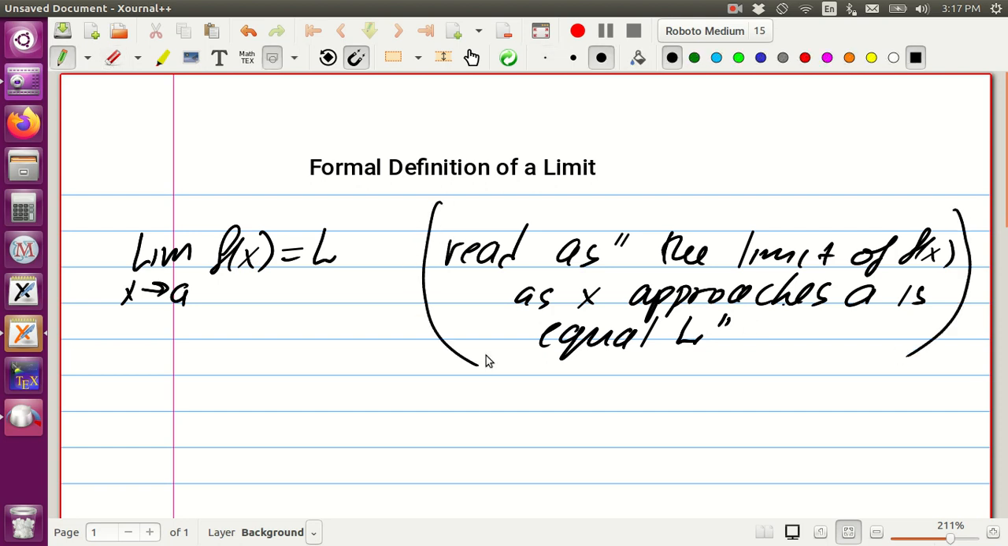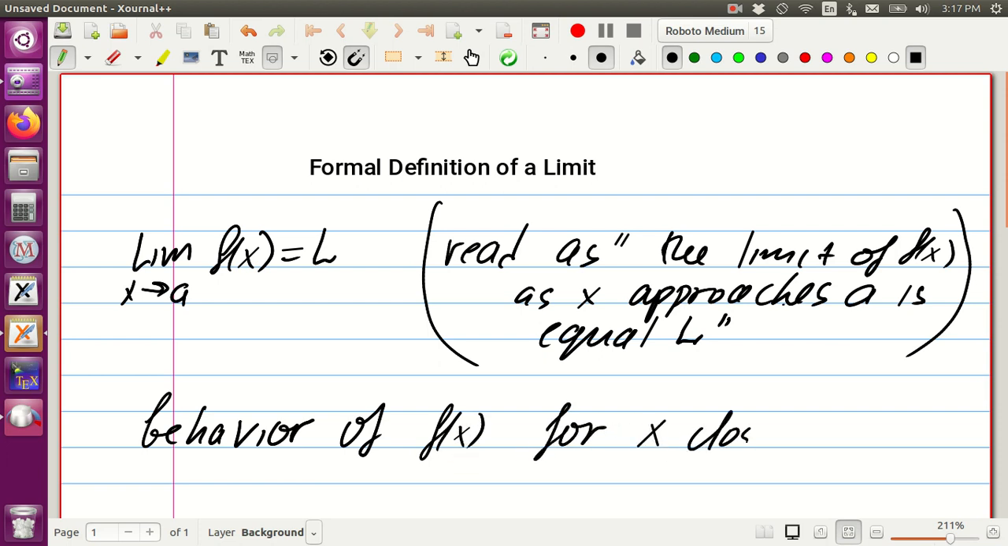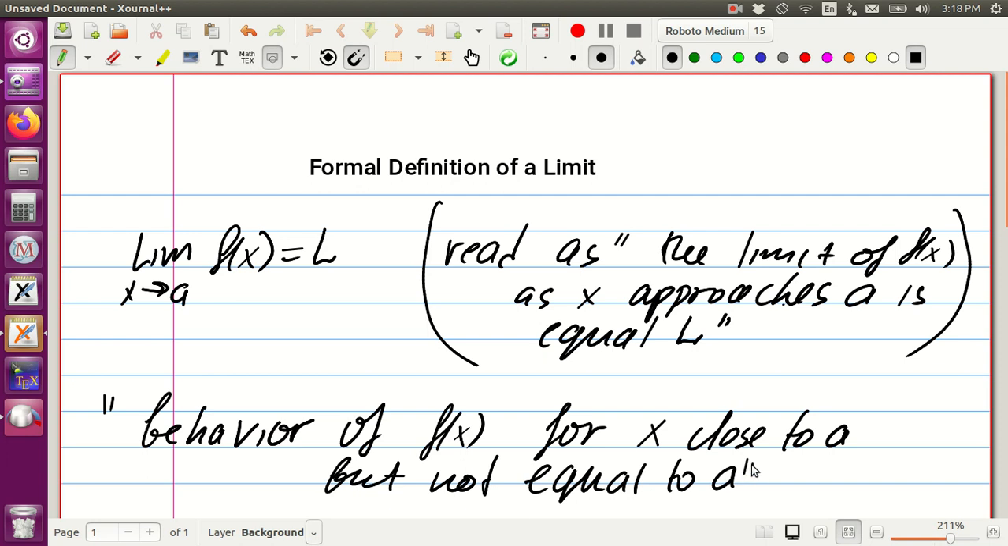So basically what does it do? It describes the behavior of the function f of x for x close to a. Close to a, but I forgot to add, not equal to it. That's really important. We discussed it a little bit, but still I'm going to add it up.